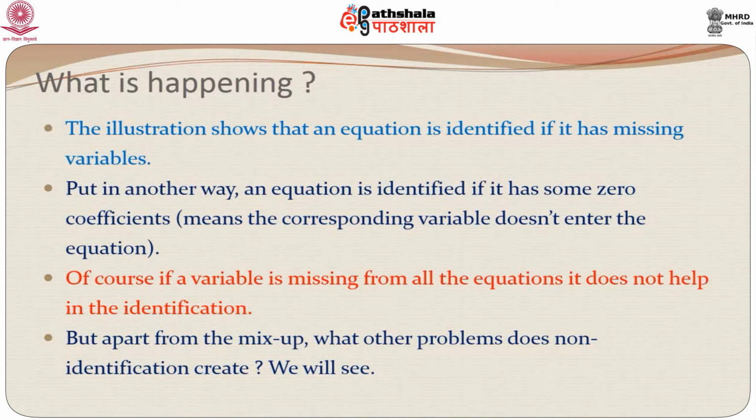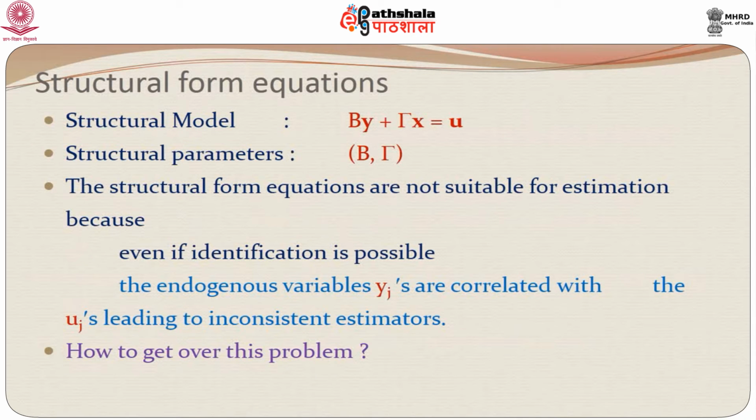But to do that, let us first go back to the structural form equations. So, we will look at the structural model. This is what we have defined before. We have By plus Gamma x is equal to u. B is a G by G matrix of the betas, the coefficients of the G endogenous variables y. Gamma is a G by K matrix of gammas, which are the coefficients of the exogenous variables x1, x2, ..., xK, and u is the vector of disturbances. B and Gamma are referred to as the structural parameters.